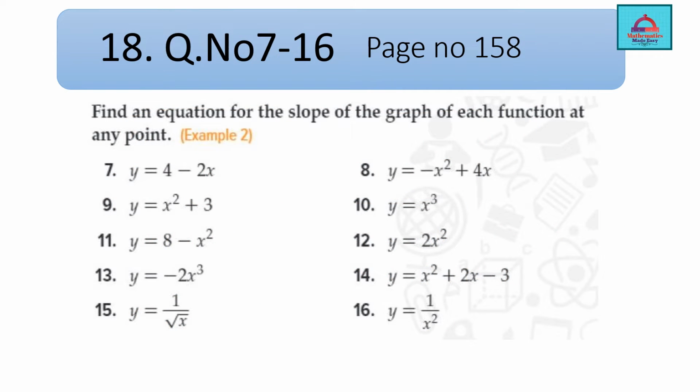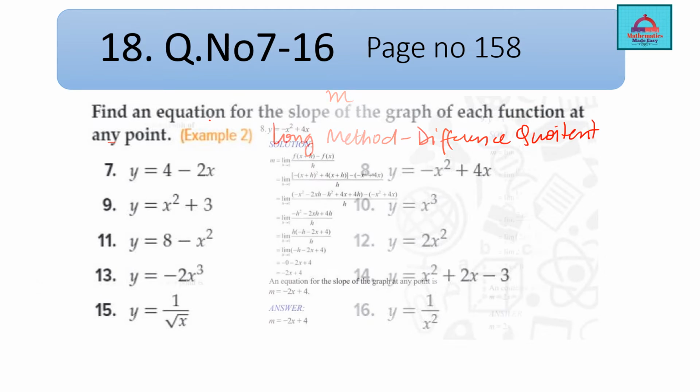Here I have taken page 158, questions 7 to 16. All of them will be solved using the long method of difference quotient. Here the point is not given to you, so you will take the point as x comma f of x, any general point, and you have to find the equation of the slope. You need to find m of the function. For each function you have to do the long method of difference quotient. Let's see the solution and solve it together.